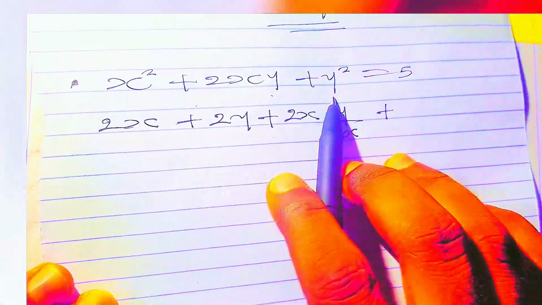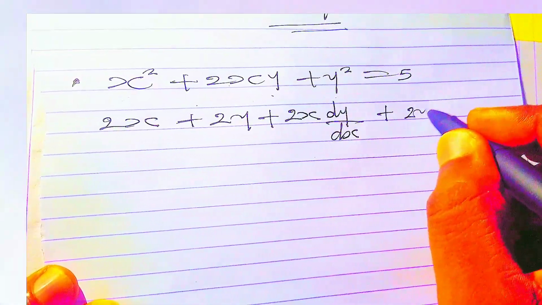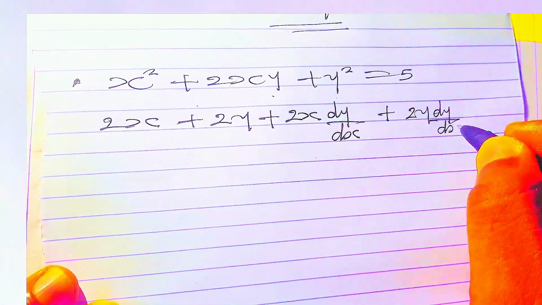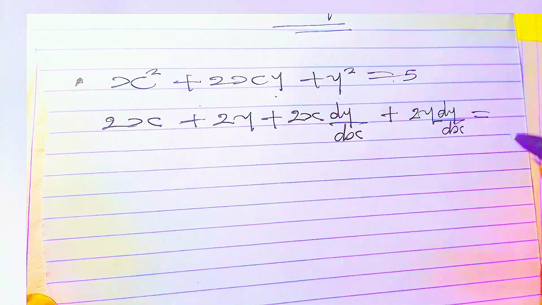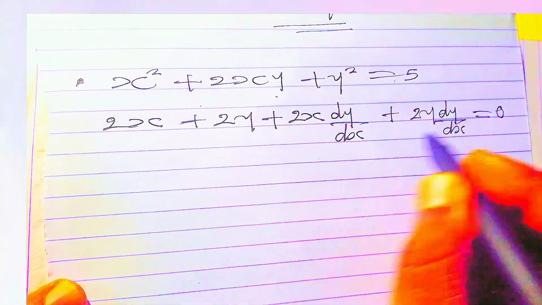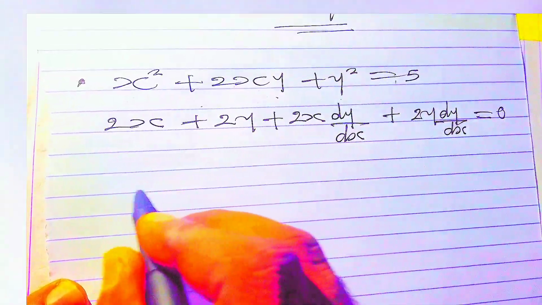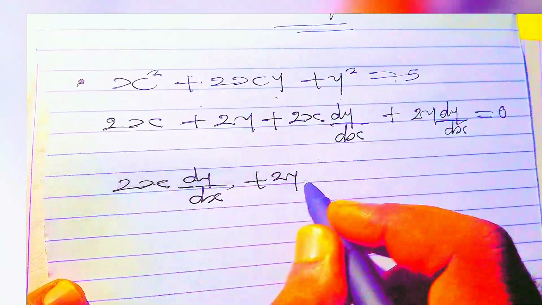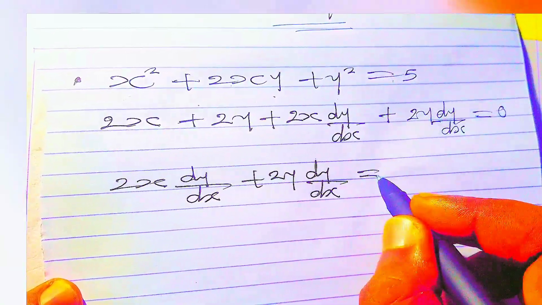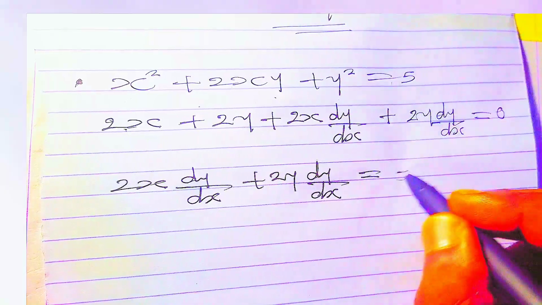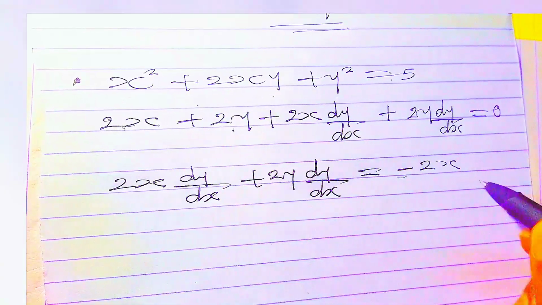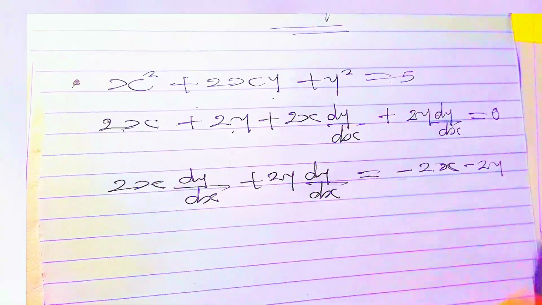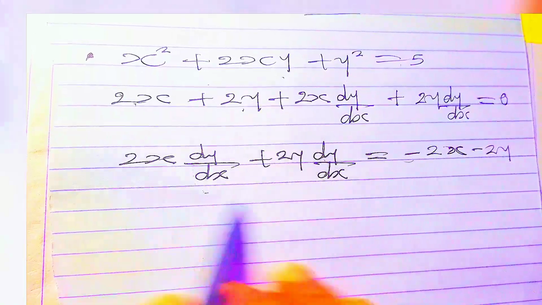And then plus, we are differentiating y squared here. And of course, it has to be 2y, and it has to carry the symbol dy/dx, equal to, then we differentiate a constant, which is going to be 0. And therefore, we try to bring all of this to the other side of the equality sign. So this becomes 2x dy/dx plus 2y dy/dx equal to, then 2x to the other side becomes minus 2x, and 2y to the other side becomes minus 2y.